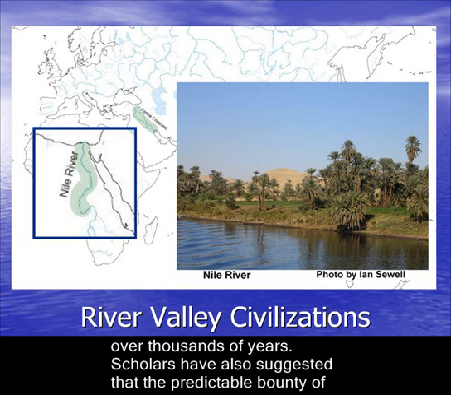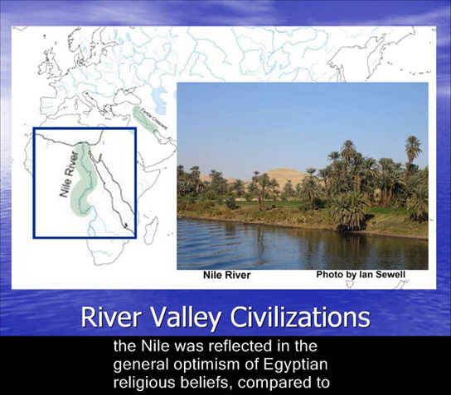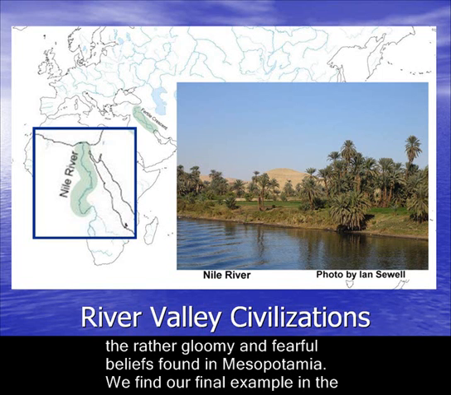Unlike the city-states of the Fertile Crescent, this region enjoyed relatively stable governments which stretched out over thousands of years. Scholars have also suggested that the predictable bounty of the Nile was reflected in the general optimism of Egyptian religious beliefs, compared to the rather gloomy and fearful beliefs found in Mesopotamia.